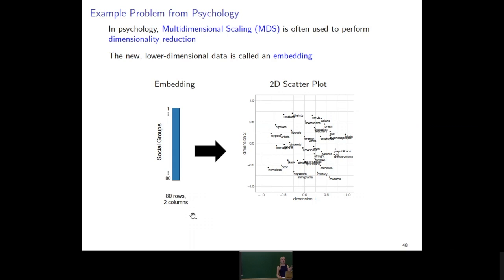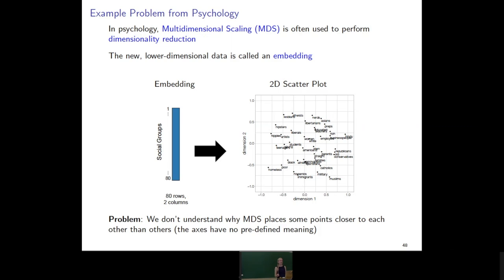And when we have just 2 columns, then we can visualize that with a 2D scatter plot. So what you see here, for example, is the point for homeless people, which is really far away from Republicans. That means that in the high dimensional data set, people perceive these 2 social groups to be very different. Whereas, let's see, what else do we have? We have hipsters and hippies that are right next to each other, and that indicates that people thought those 2 social groups are quite similar.